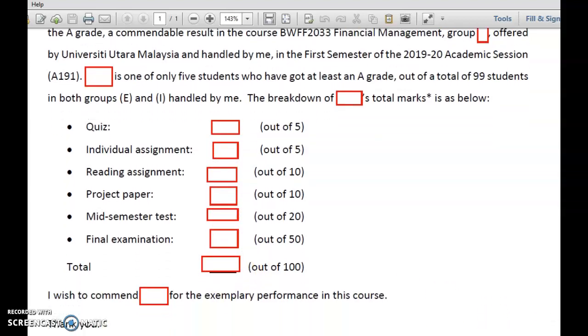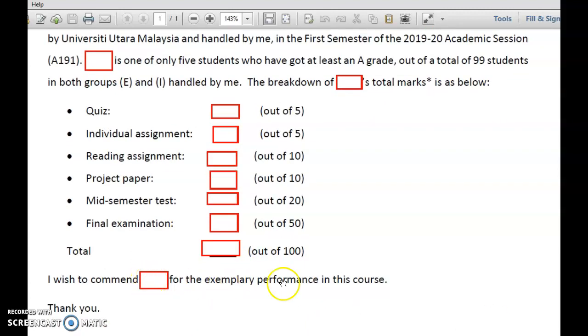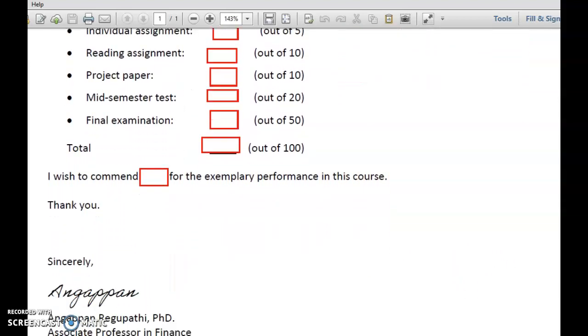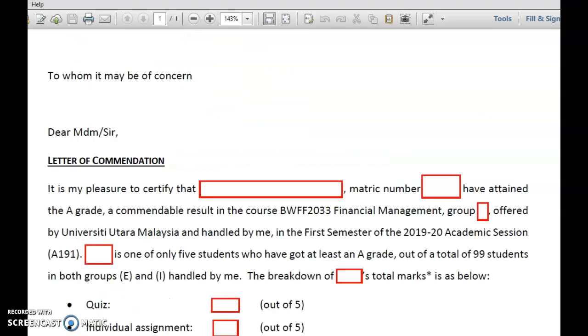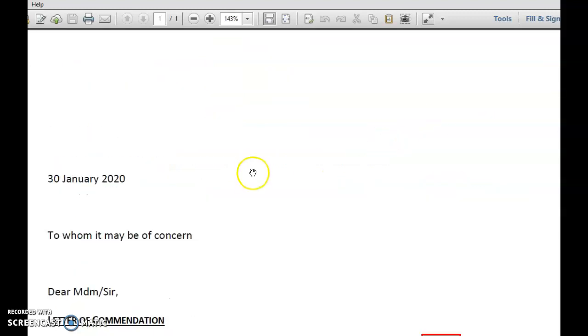And finally I say, I wish to commend the student for exemplary performance in the course, thank you, and then I'll sign this here. It's just a dummy signature, it's a dummy document. In the actual document, you will have my original signature here. So this will be something that the students who perform well will receive, I'll be giving out this commendation letter at the end of this semester. Okay, let's go back to this document.